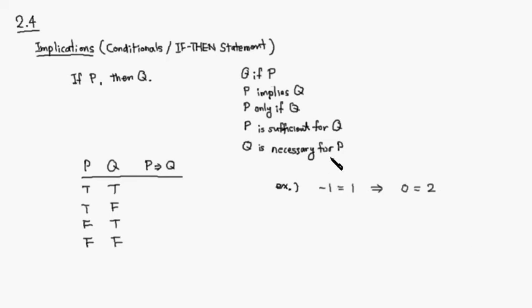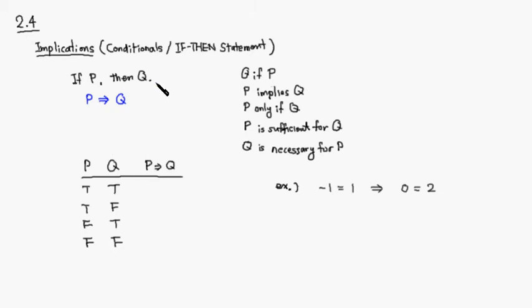Okay, let's look at section 2.4. It talks about implications. Implication is just a fancy word for if-then statement, or it is sometimes called conditionals. So if P, then Q. Notation-wise, we'll just say P implies Q, using a fat right arrow. So P implies Q.